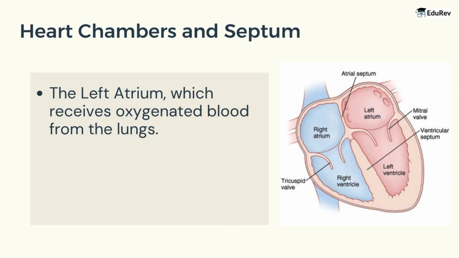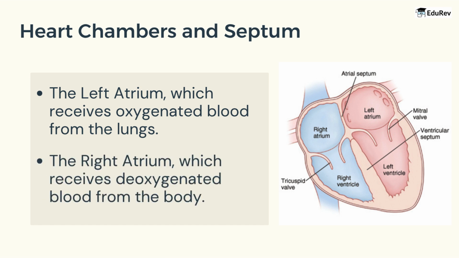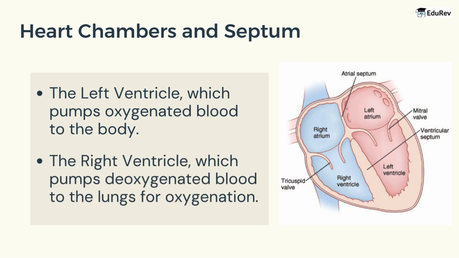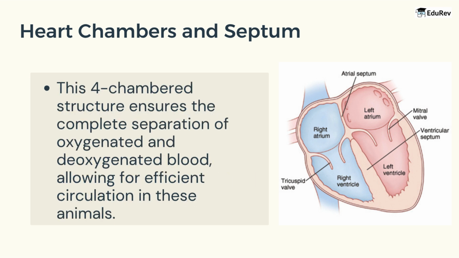The heart consists of four chambers. The left atrium, which receives oxygenated blood from the lungs. The right atrium, which receives deoxygenated blood from the body. The left ventricle, which pumps oxygenated blood to the body. The right ventricle, which pumps deoxygenated blood to the lungs for oxygenation. This four-chambered structure ensures the complete separation of oxygenated and deoxygenated blood, allowing for efficient circulation.